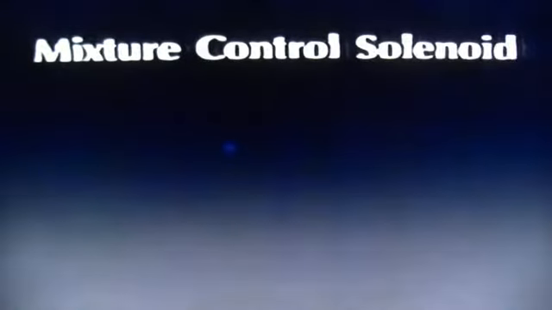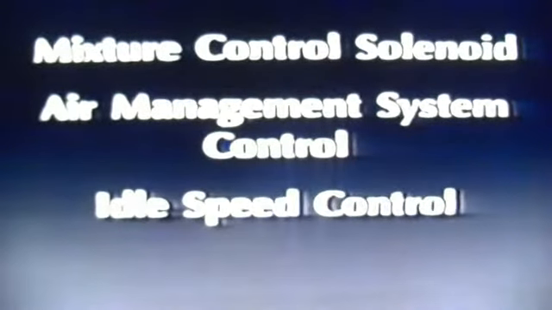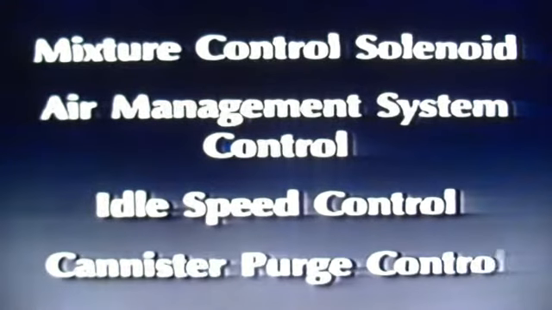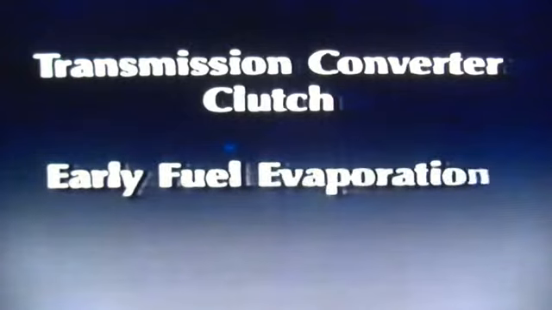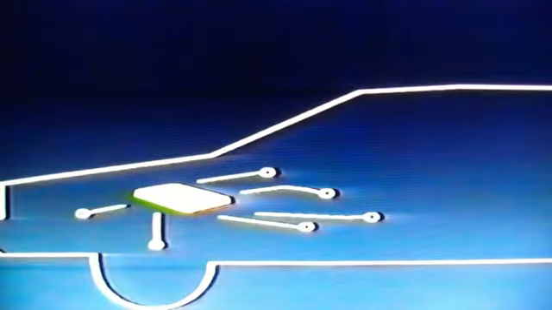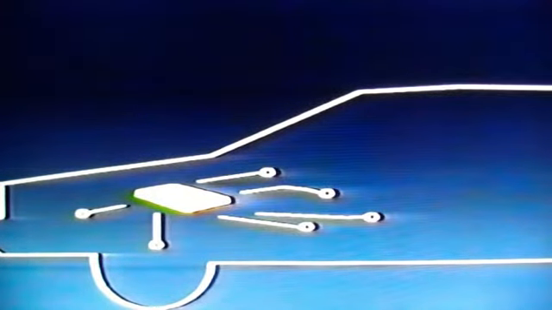The purpose of the output controls is to provide efficient engine operation and help achieve our goal of good emission control and fuel economy. The 7 principal output controls we'll be covering are the mixture control solenoid, air management system control, idle speed control, canister purge control, transmission converter clutch, early fuel evaporation, and exhaust gas recirculation. Together, these output controls make up a complete system of engine performance management.